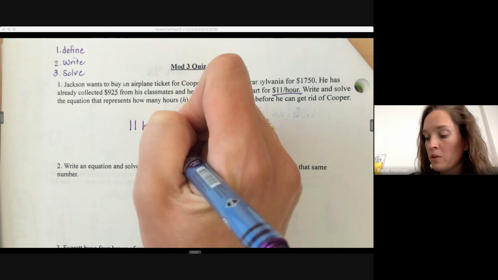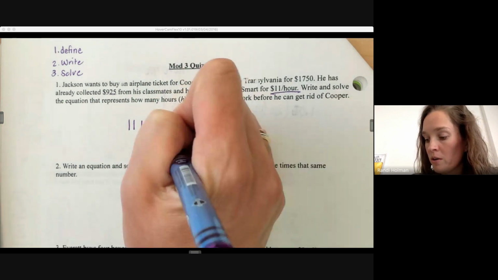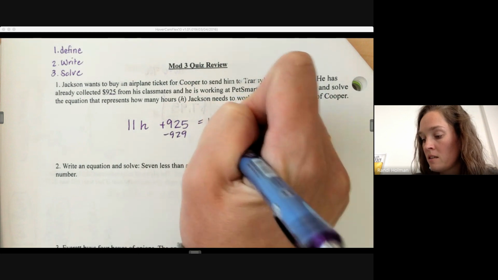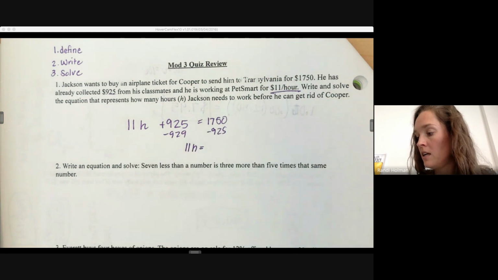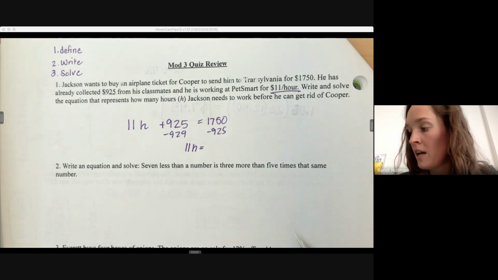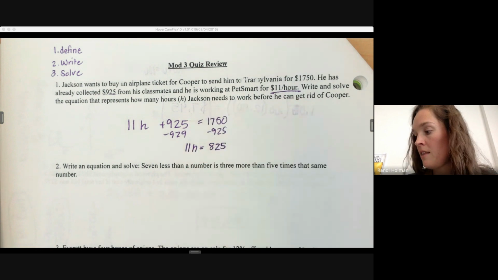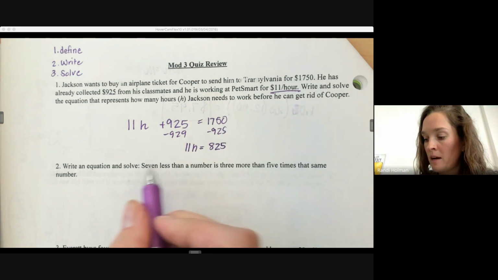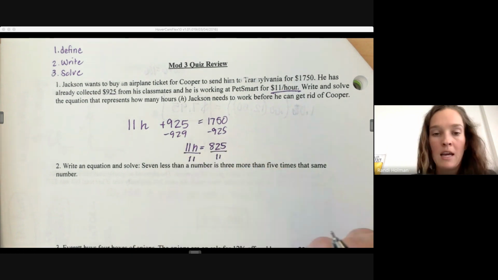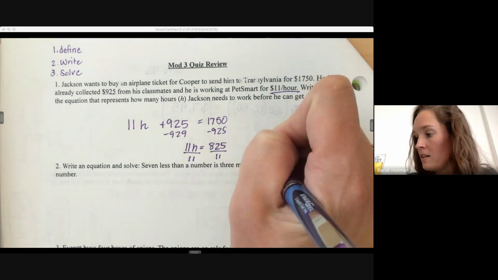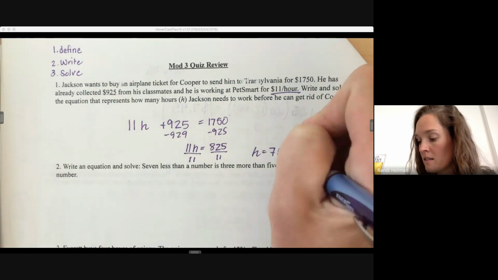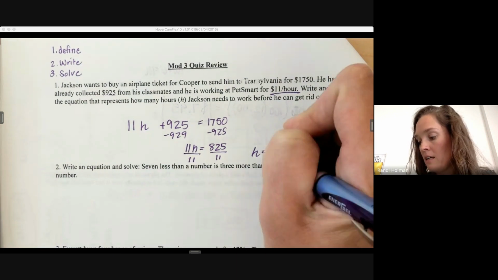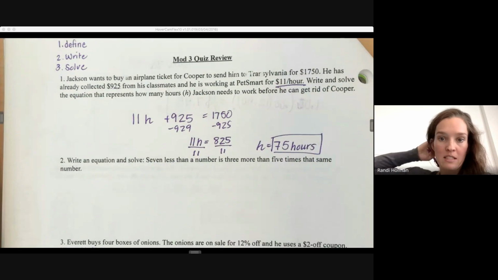Okay, once we have our equation, we're solving. So inverse operations, reverse order. We're going to subtract 9.25 from both sides. We get 11H equals 17.50 minus 9.25, which is 8.25. And then we're multiplying by 11, so we're going to divide by 11. And 8.25 divided by 11, H is 0.75. So 0.75 what? Make sure you put it back in context. 0.75 hours that he needs to work before he can earn that $17.50.